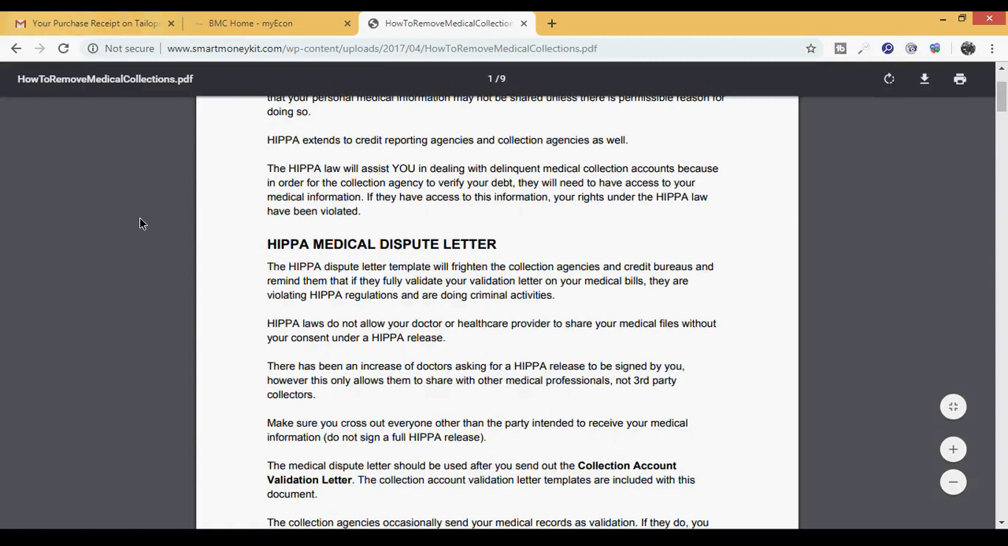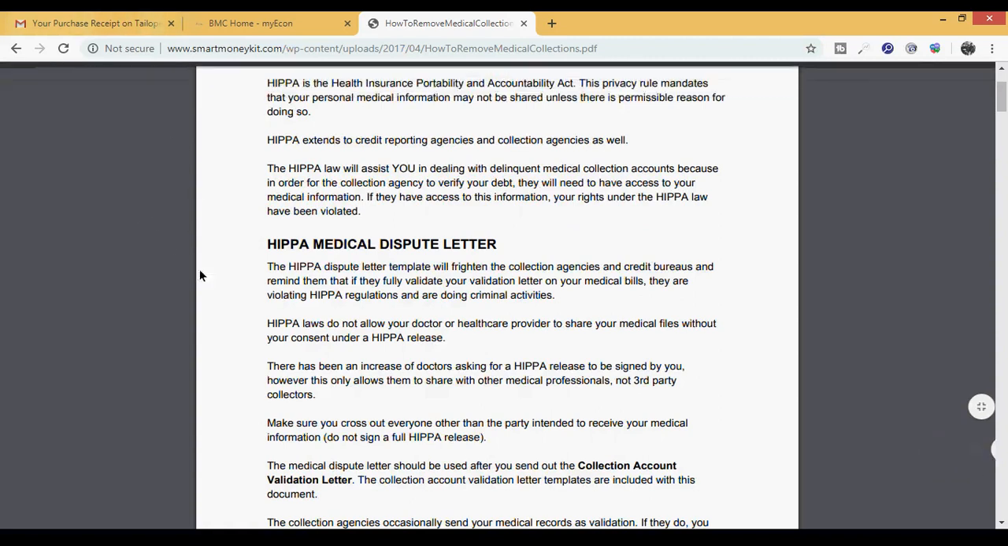Yes, most definitely. And this one is major for so many people. The medical disputes, the medical collections, it's so major for so many people, you guys. And you've got to understand that HIPAA law and a violation of your rights in order to get those things removed. So this one is going to help a lot of people.